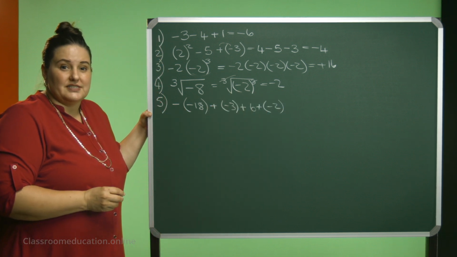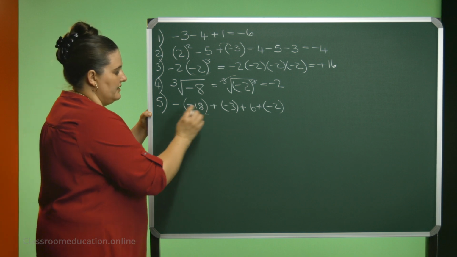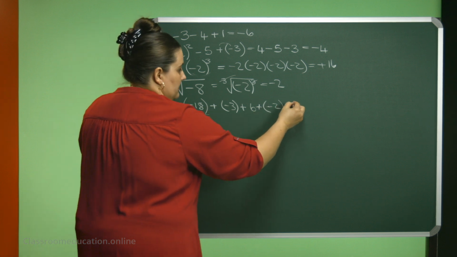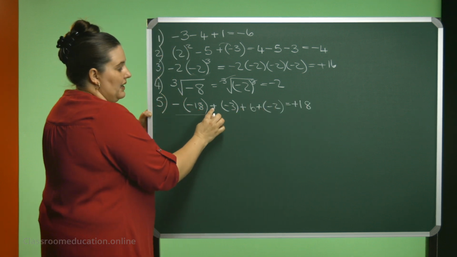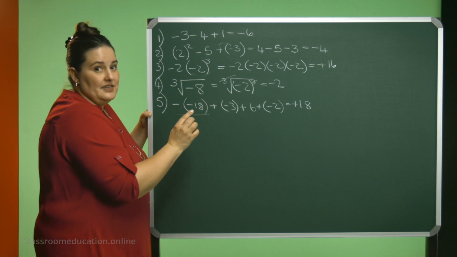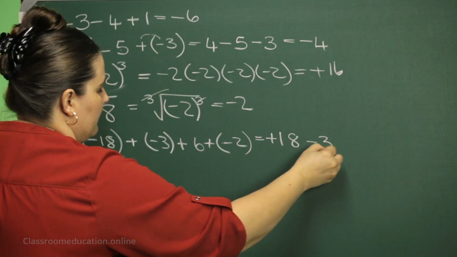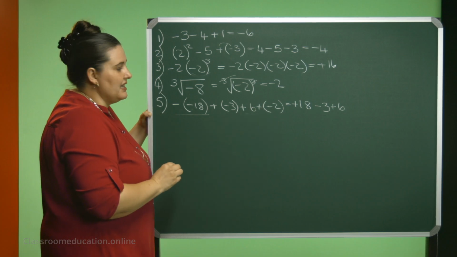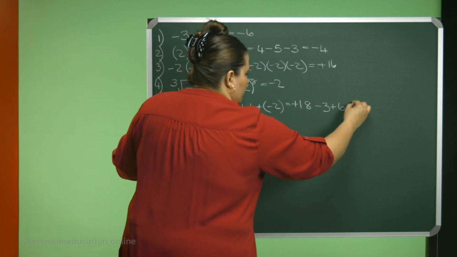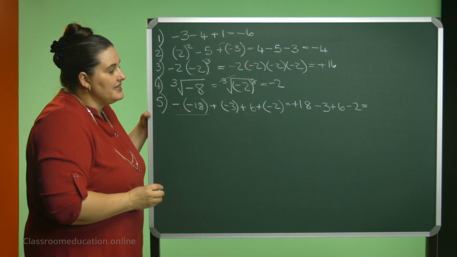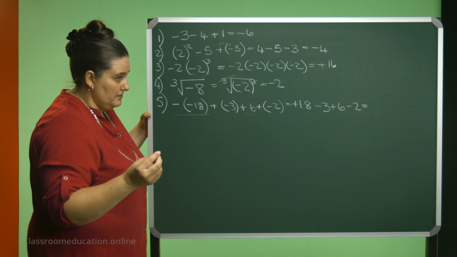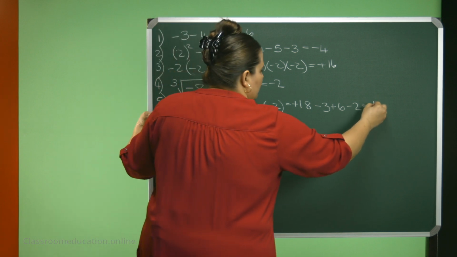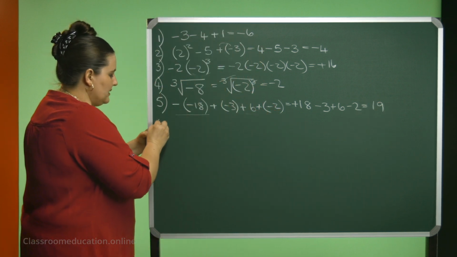How are we going to do this calculation? Start here. Negative times a negative is a positive. Positive 18. Plus times a negative is a negative. -3. Plus 6. A plus times a negative is a -2. So let's have a look. 18 minus 3, 15. 15 plus 6, 21, and 21 minus 2, 19. Number 6.